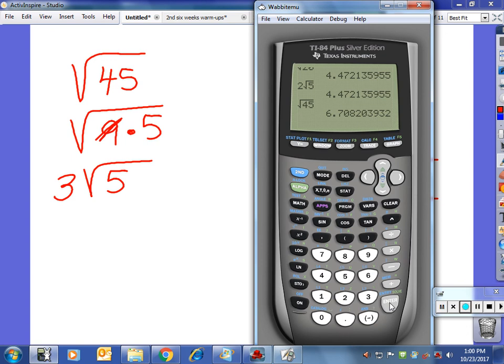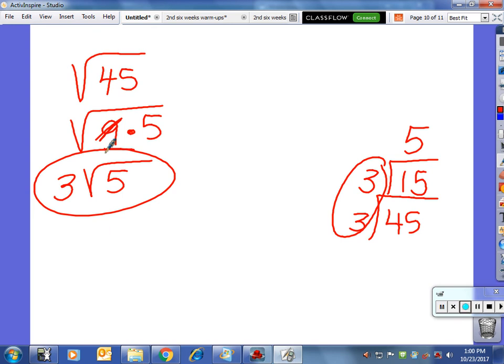Now, if I want to make sure that those two expressions equal each other, I'm going to do the square root of 45. And I'm going to do 3 times the square root of 5. And I do get the exact same amount. Okay, this isn't necessary. This is just me proving to you that those two things equal each other. Your answer would be this.